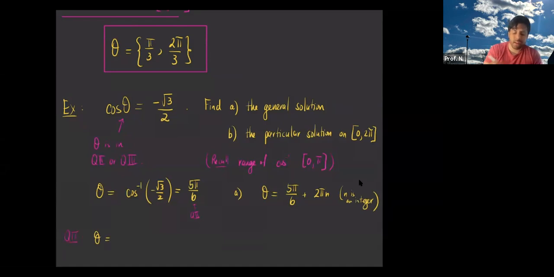What's my angle in quadrant 3? My reference angle is pi over 6 or 30 degrees. So if I'm in quadrant 3 and my reference angle is 30 degrees, how do I get the angle in quadrant 3? I have to add pi to pi over 6, and I get 7 pi over 6. And so then my angle is also in quadrant 3, which is 7 pi over 6. And I'm going to add 2 pi n. And n is an integer as well.